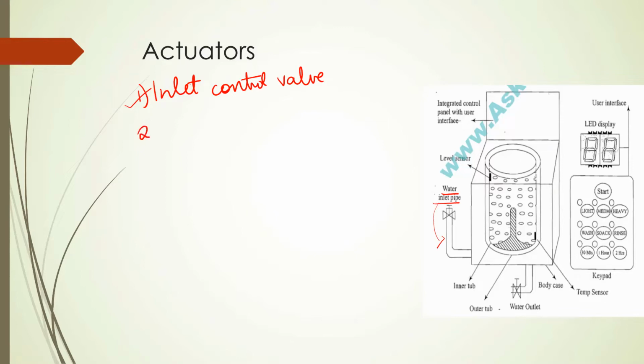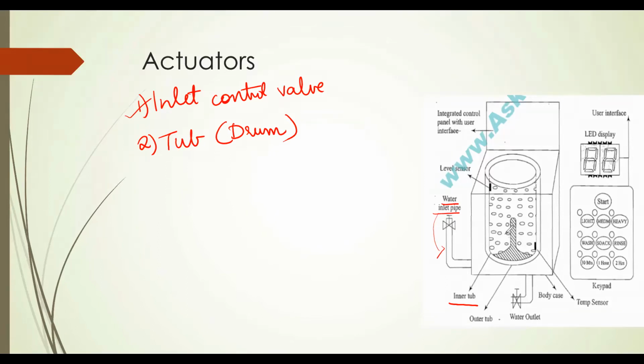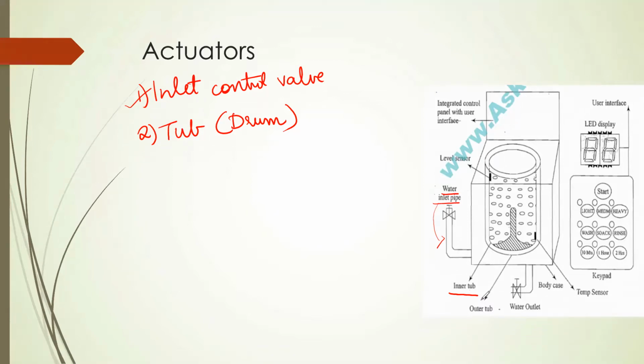Okay, the second one is your tub. You can also call this the drum. Basically, you have two tubs. One is the inner tub and the other one is the outer tub. The inner tub will have small holes in it, whereas the outer tub will not have any holes. With this picture you can see the inner tub has small holes, whereas the outer tub is a solid fixed one, which is present just outside your inner tub.